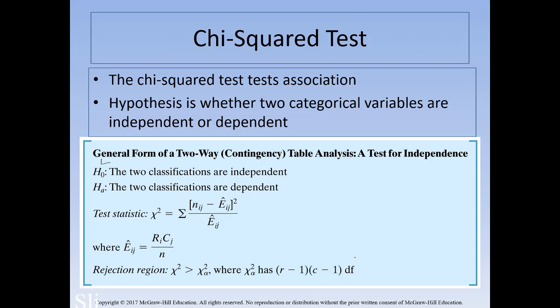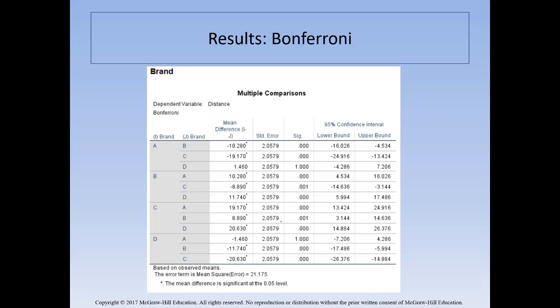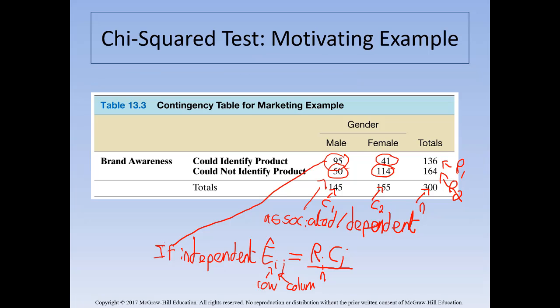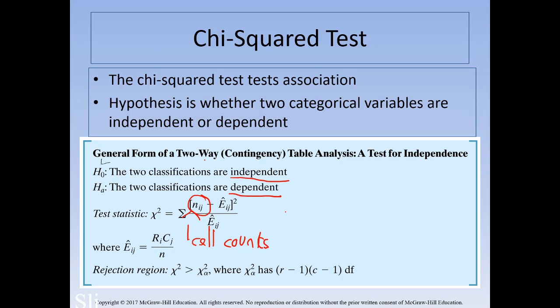So before we do our example, let's go back. For the chi-squared test, which again, we're not going to do by hand, our null hypothesis is that the variables are independent, and our alternative hypothesis is that they are dependent. Now these here are just the cell counts. So let's go back to our previous example. The cell count here, N12, is going to be, say, 95 in our example.